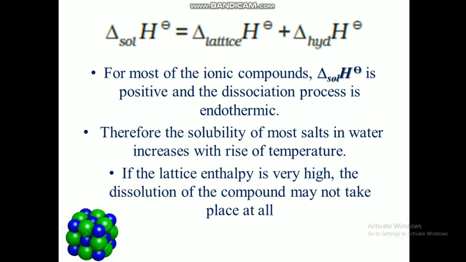If the lattice enthalpy is very high, the dissolution of the compound may not take place at all. Why is that so? When we take an ionic crystal and the interactions between the positive and negative ions are very high, think that they are not separable; they are very strongly bonded together. In that case, the lattice enthalpy will be a very high value. For example, if I am taking a compound which is very electronegative and another which is electropositive, they will have a high interaction between each other.